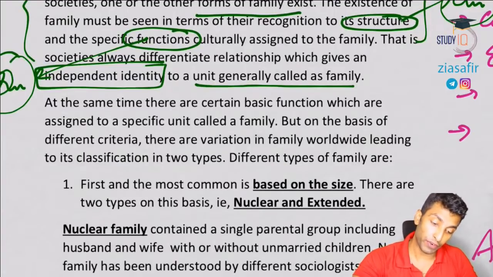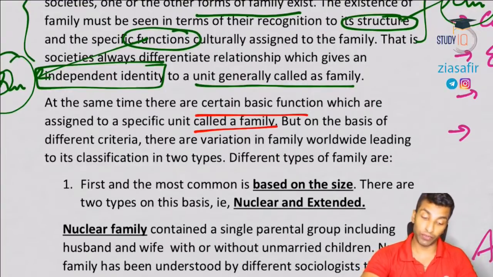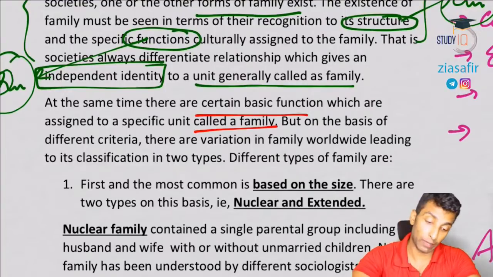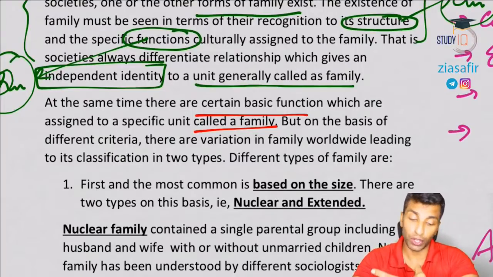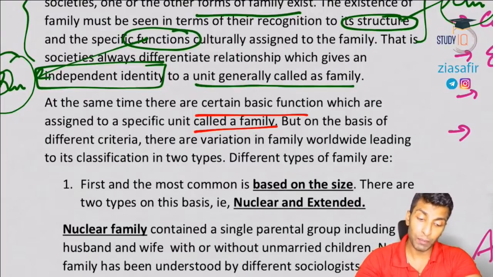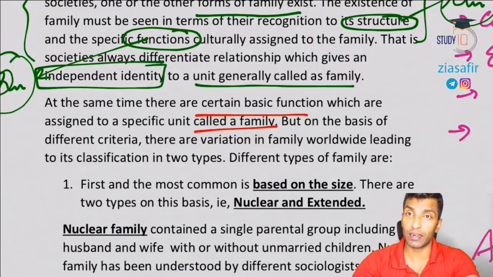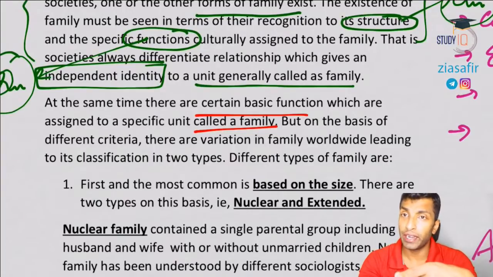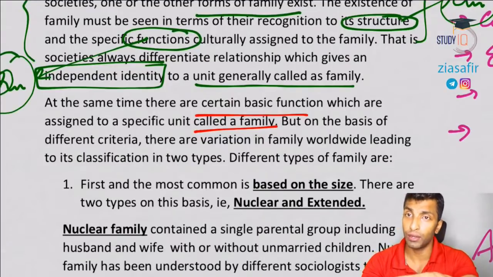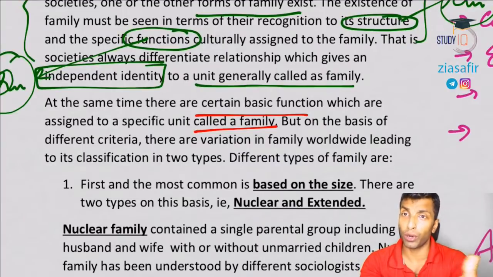But on the basis of different criteria, there are variations in family worldwide, leading to its classification into types. So I am specifically going to talk about types. On the basis of different aspects, you can classify. On the basis of size, you can say nuclear family, extended family. On the basis of descent, you see patrilineal, matrilineal, etc. On the basis of authority, you will see patriarchy, matriarchy, etc. On the basis of residence, you will see patrilocal, matrilocal, neolocal, duolocal, avunculocal, etc. So all these are different types of family, and that's exactly what I'm going to discuss in this session.